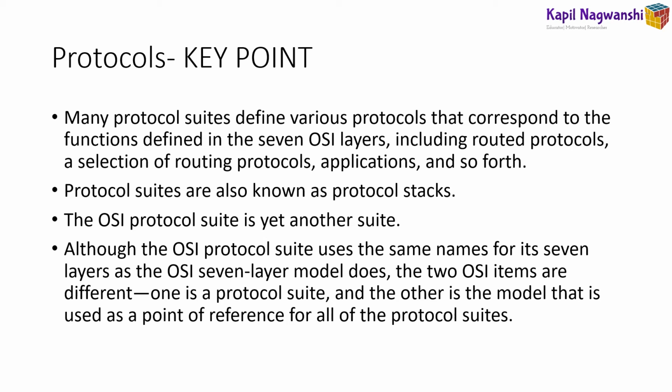The OSI protocol suite is yet another suite. Although the OSI protocol suite uses the same names for its 7 layers as the OSI 7 layer model does, the two OSI items are different. One is a protocol suite and the other is the model that is used as a point of reference for all of the protocol suites. Therefore, the OSI 7 layer model is known as the OSI reference model.